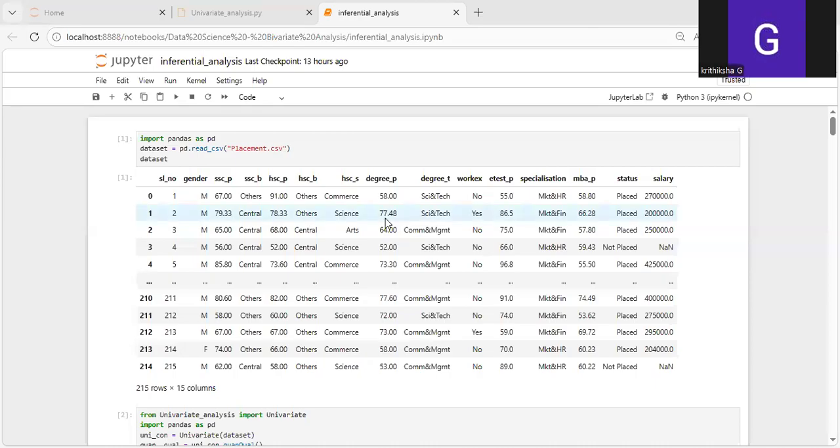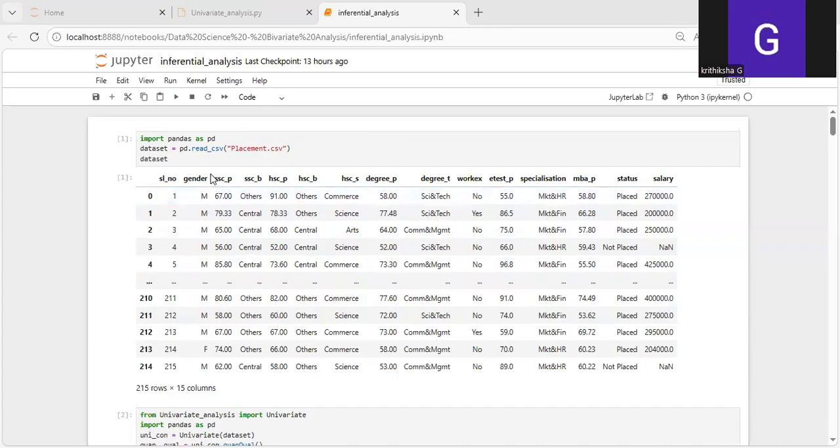Hi all, today I'm going to explain my inferential analysis, how I analyzed this data set. First, I took the MBA placement data set and imported it using the pandas read_csv function, and I printed the data set to see how it looks.